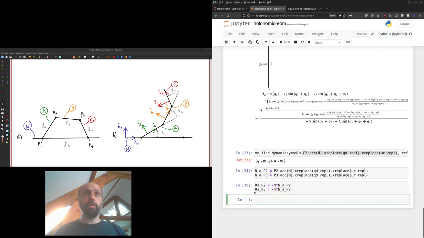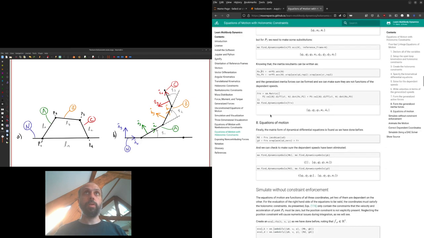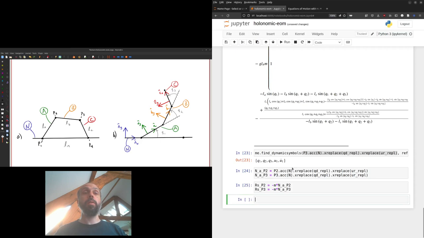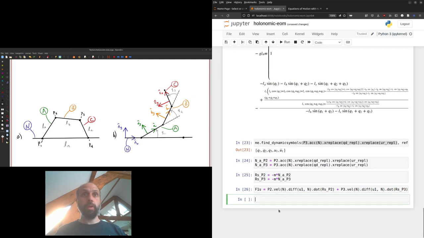So those are the inertial forces, resultant forces, and then I'm going to grab here our F1S, right? So we have, once again, the partial velocity of P2, and the partial velocity of P3, only with respect to U1, and then I dot them with the two resultant forces, and I get F1S, right?